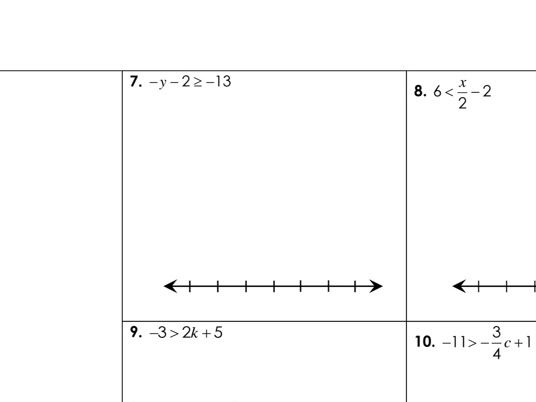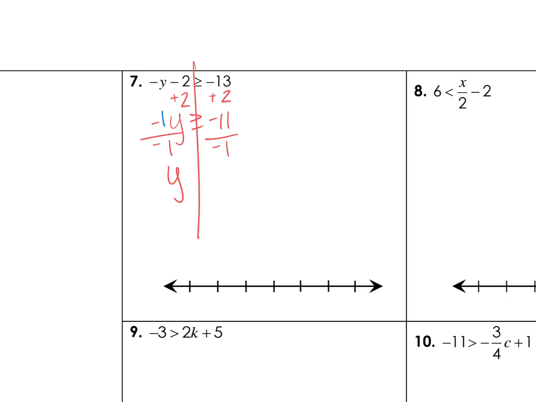Remember, in a situation like number 7, you're going to first add 2. And you have negative 11. Keep your sign the same. Negative y. Okay? If you need to separate a negative from a variable, well, there's an imaginary 1 right there. So you're going to divide by negative 1. I have y.